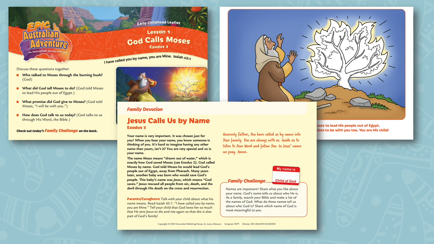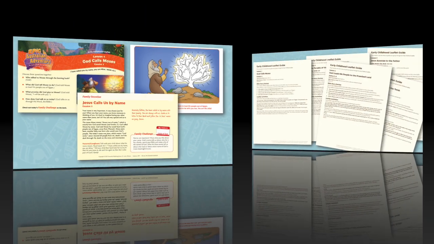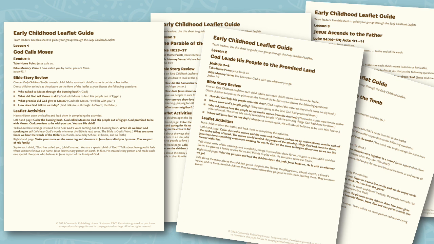Then you have the early childhood leaflets. These are great activity pages you can hand out to each child. You could choose to do the same activity pages during your time together, or you can send them home to do with their family. Make sure parents or caregivers see the family devotion page where they can reiterate the day's lessons at home. To accompany the leaflets are the early childhood leaflet guides, which are included in your Leader Guide. The single page for each lesson of the leaflet guide can also be downloaded separately from the Digital Content Center.